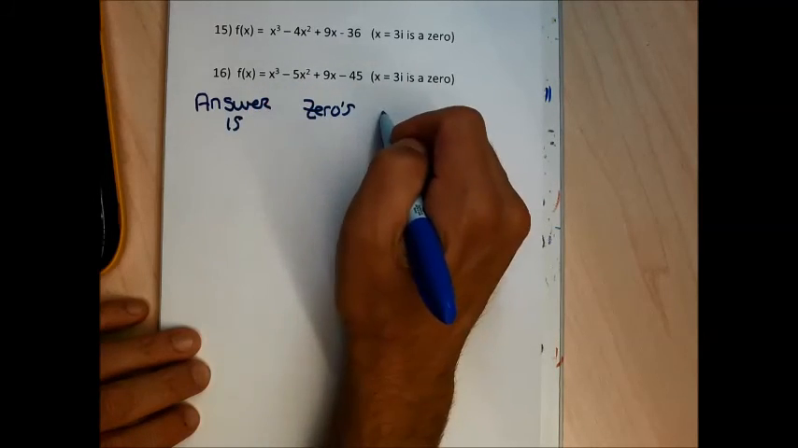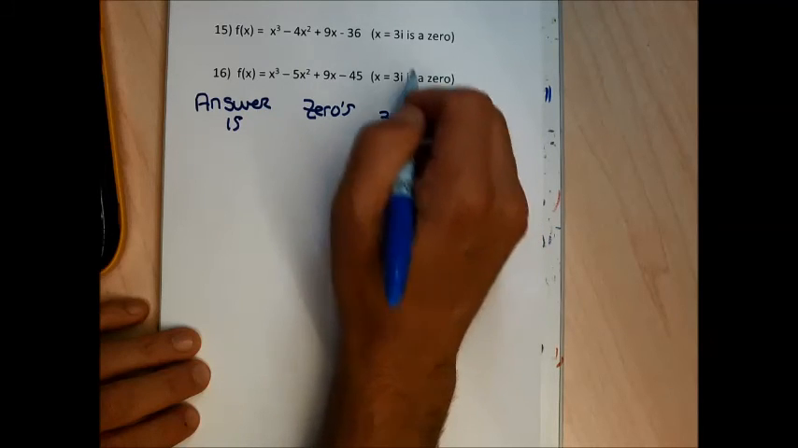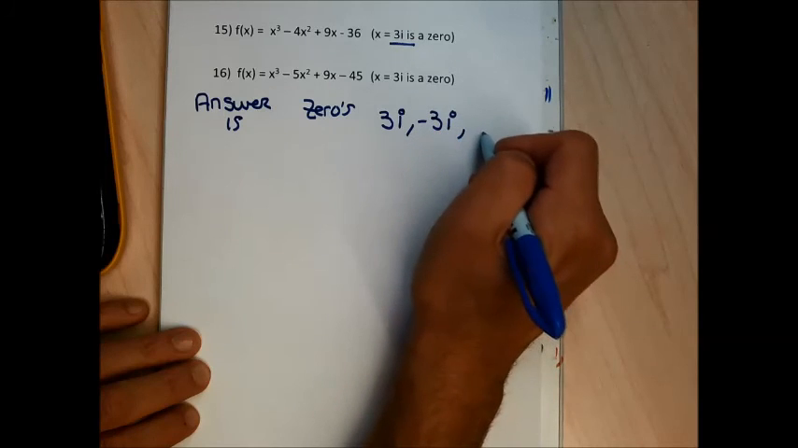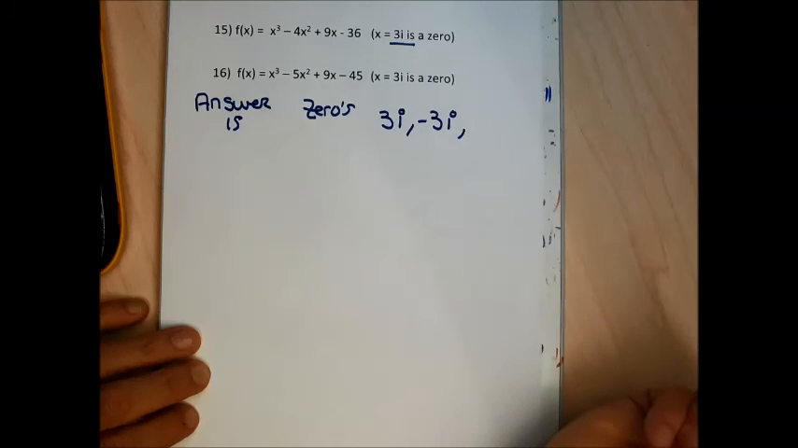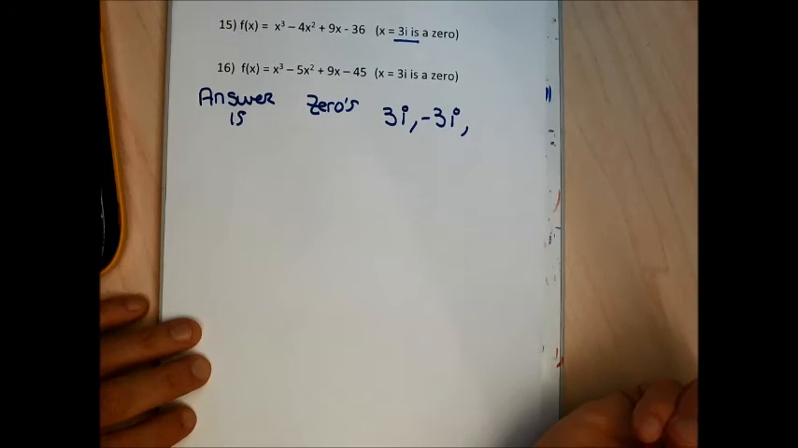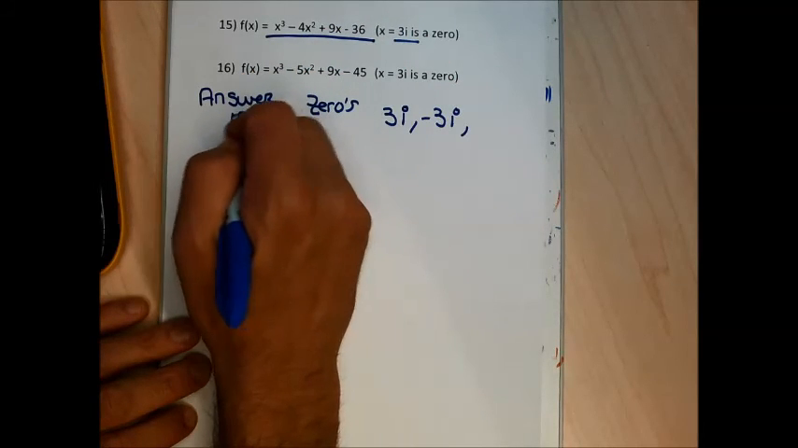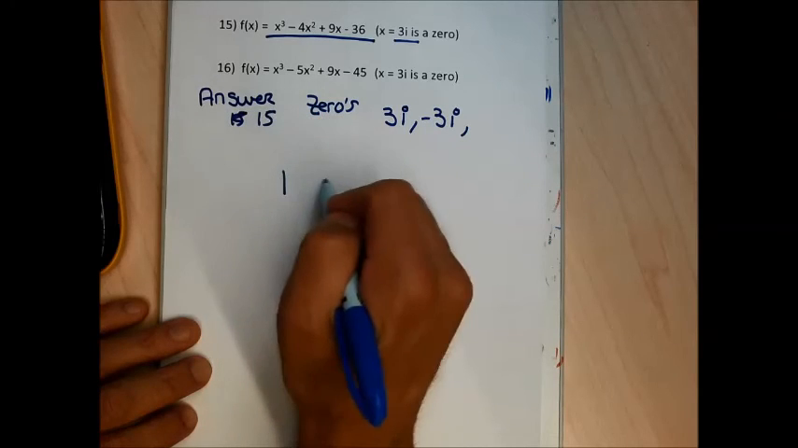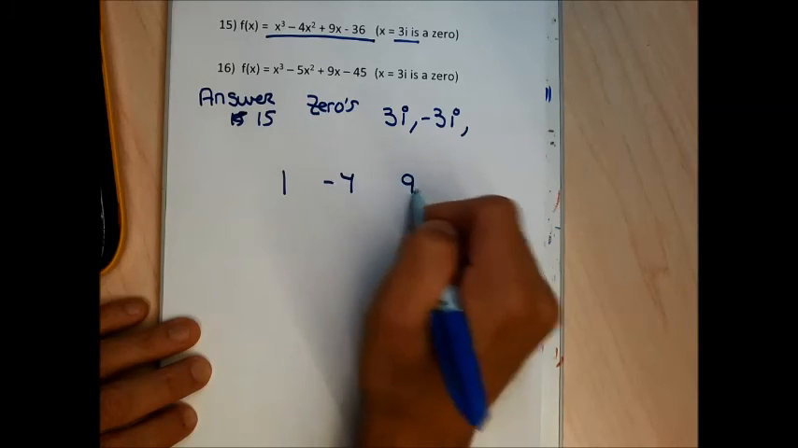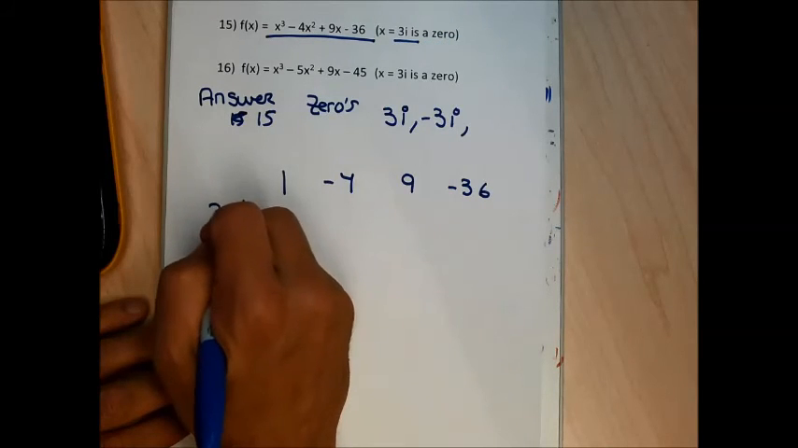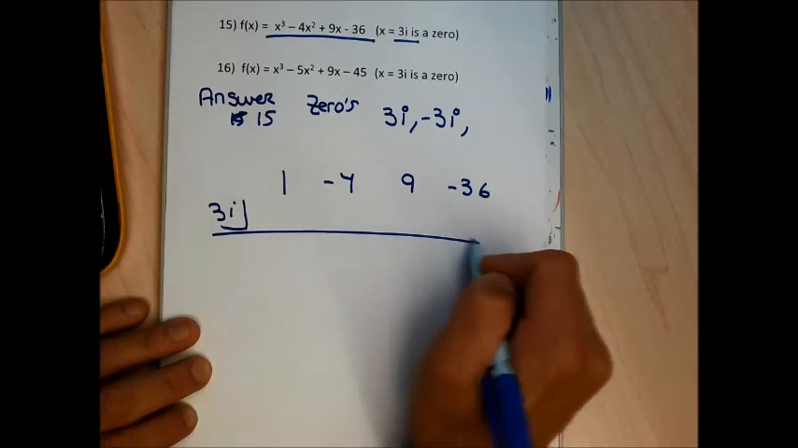the zeros are going to be 3i, because that's given, negative 3i, because i's come in pairs, and then the third 0 I need to get using double synthetic division. So I'm going to take my problem 15 and write down its coefficients, 1, negative 4, 9, and negative 36. I'm going to take the 0 that I'm given and do synthetic division with it.